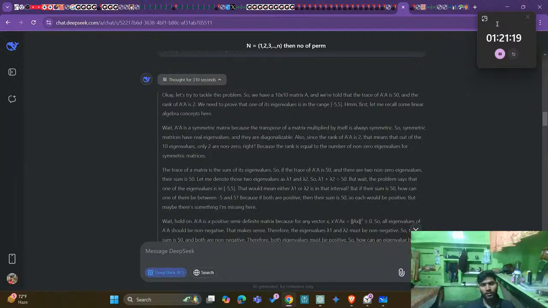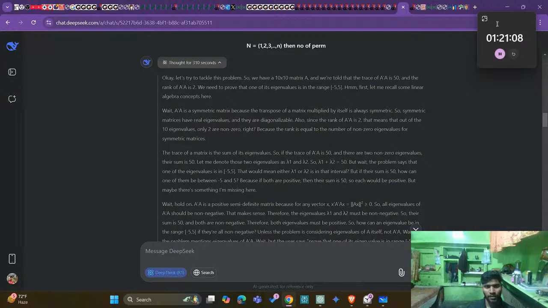So rank of A'A is 2. That means that out of 10 eigenvalues, only 2 are non-zero. The rank is equal to the number of non-zero eigenvalues for a symmetric matrix. The trace of a matrix is the sum of its eigenvalues. So if the trace of A'A is 50, then there are two non-zero eigenvalues. Their sum is 50. Let me denote those two eigenvalues as lambda 1 and lambda 2, so lambda 1 plus lambda 2 is equal to 50.